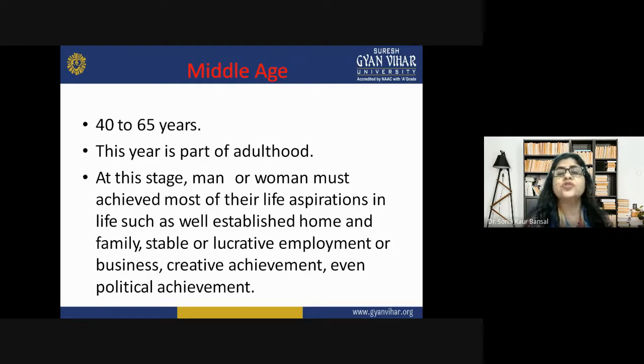So they have established home, family, stable and lucrative employment or business, creative achievement, even political achievement, whatever they wanted to achieve. So this is the stage, students, where the person is getting settled in life, and whatever he or she is dreaming of, the person is getting. This is the time where concluding lines can be said about a person, that this person has achieved this, and has not achieved this.